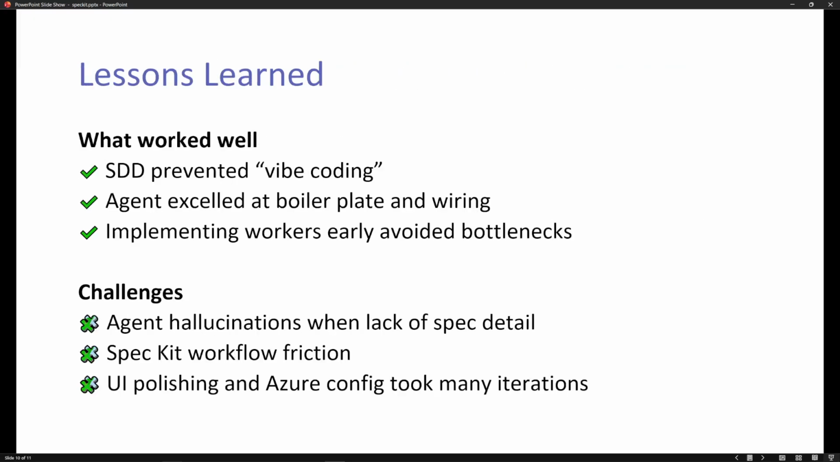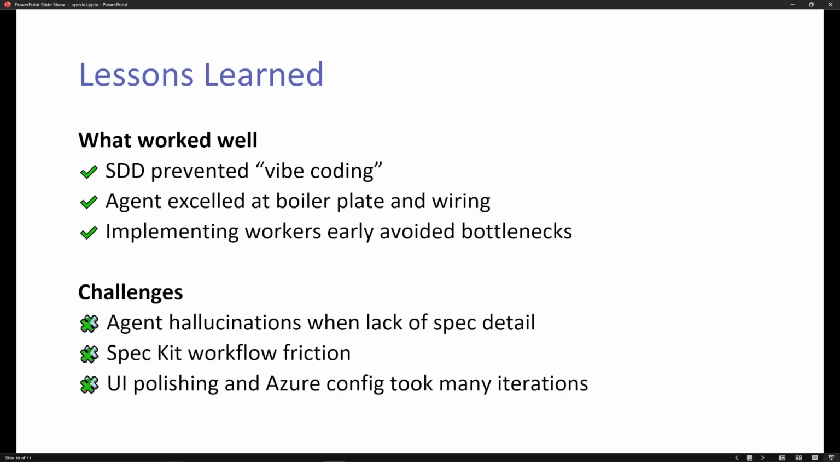So for lessons learned, I found that SDD plus AI is a powerful combination. It prevents vibe coding. The spec acted as a contract, and the SOCs gave me objective validation criteria. The agent was exceptional at boilerplate. It generated TypeScript interfaces from English descriptions with about 90% accuracy. Implementing workers early was also a smart design decision for myself that avoided bottlenecks in the application.